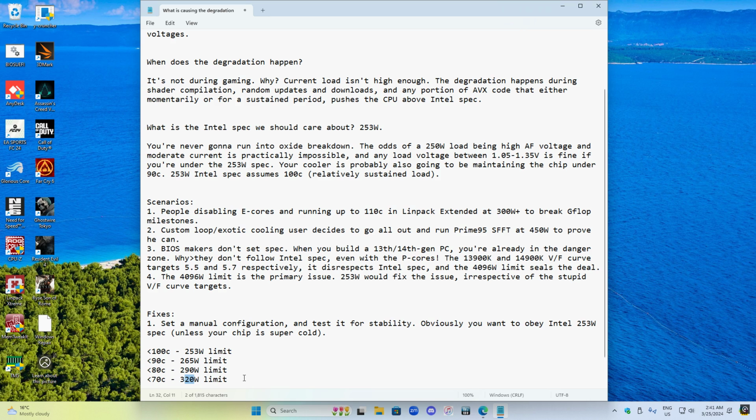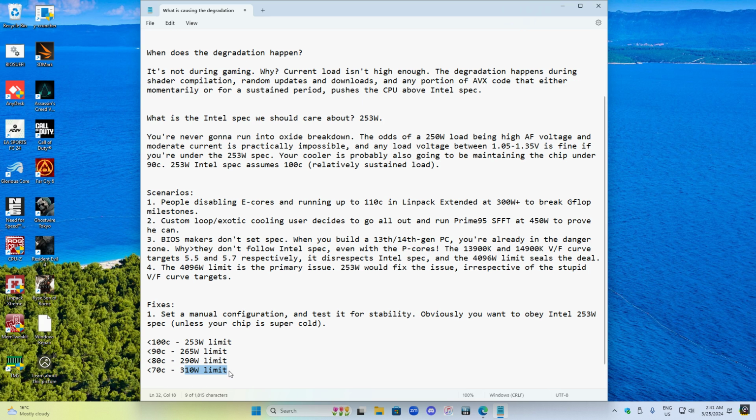Me personally, I would say 300 watts, or even 310 watts. But a lot of people are going to say, let's do 350 watts or 400 watts. Look, do whatever you want to your hardware. But if it was me, maintaining 70 degrees under load, I think 310 watts is fine. If you can run a 310 watt load under 70 degrees, it's probably safe to run daily.